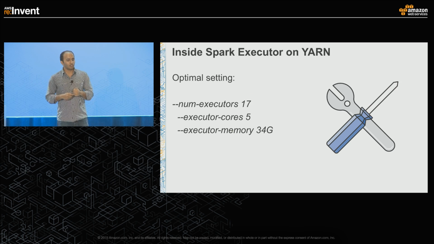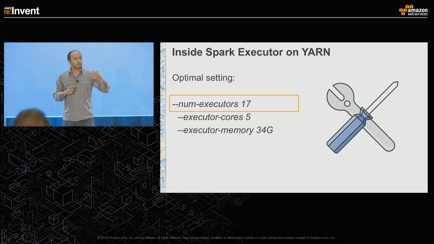Or when you're running a job, you can set it by passing number of executors as 17, executor cores as 5, and executor memory of 34 GB. So for this cluster, when you're running an application, the optimal configuration, the best utilization, will be this.